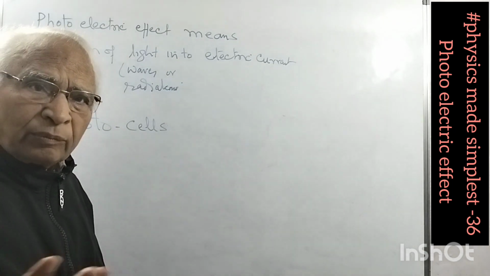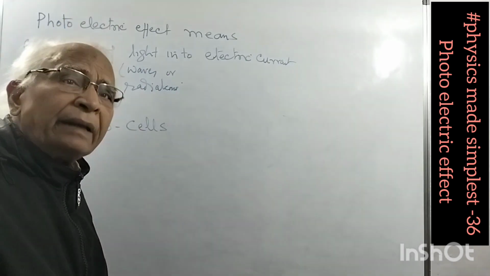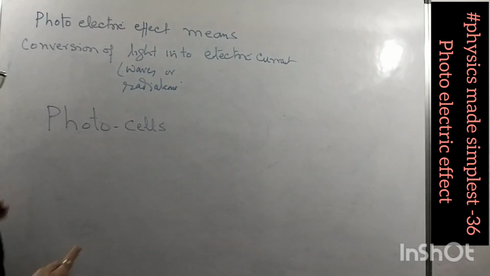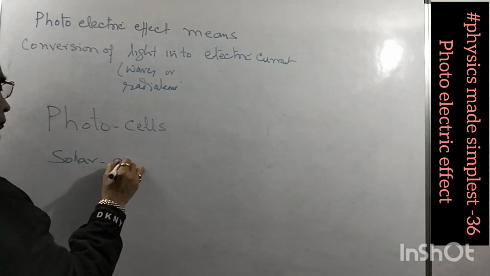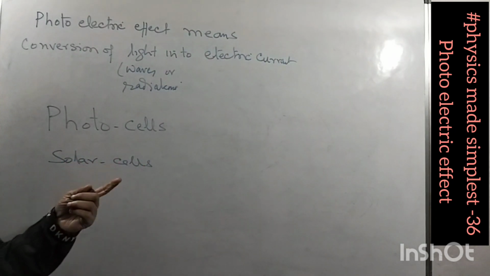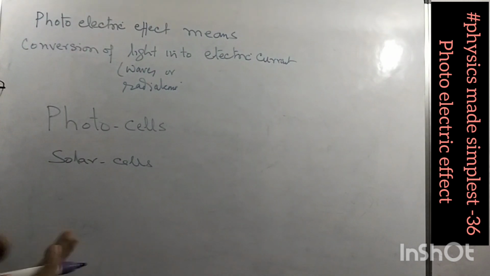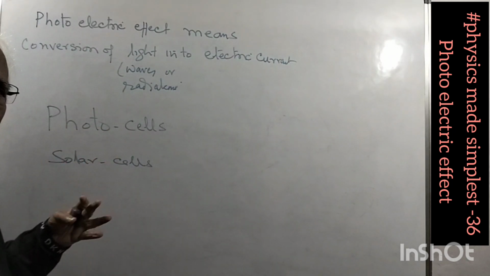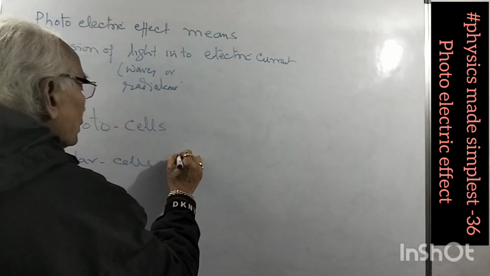And the reverse is also possible. From the electric current we can produce light also. So the photocells are used. Then we have solar cells, where we produce the current from the heat, that is radiation, from the sunlight. So solar cells and photocells are different applications of the photoelectric effect. That is solar energy. Solar cells mean solar energy.